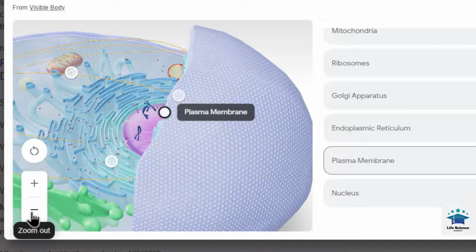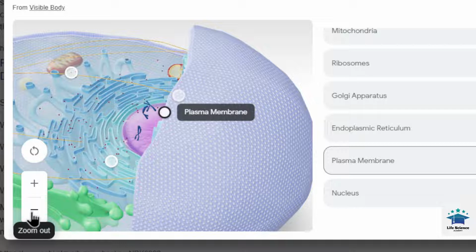So it acts as a single compartment under which multiple compartments are present. Compartmentalization is present in the eukaryotic system, not in the prokaryotic system.